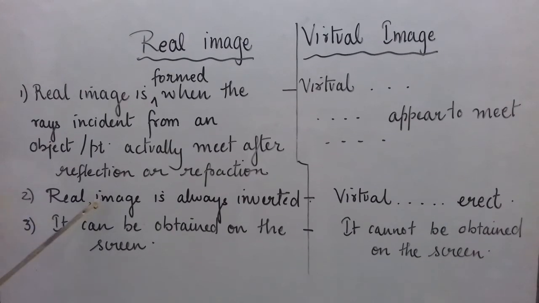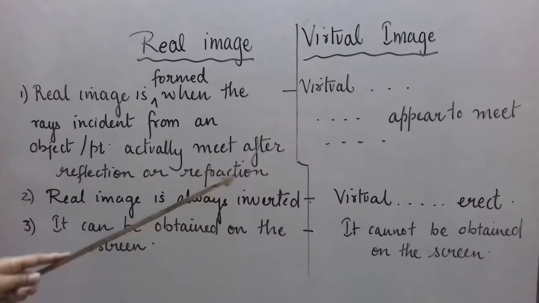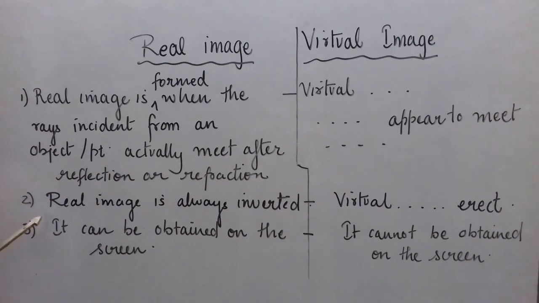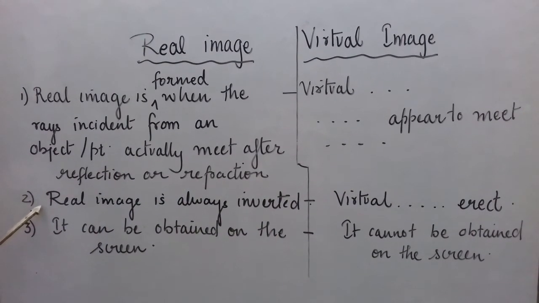Second, a real image is always inverted. A virtual image is always erect, as we have seen while drawing the ray diagrams and while doing the numericals also.